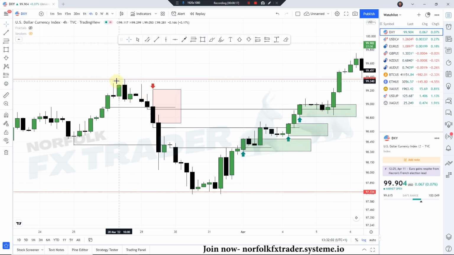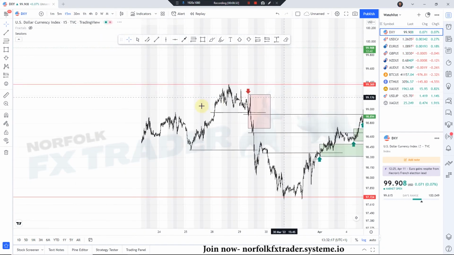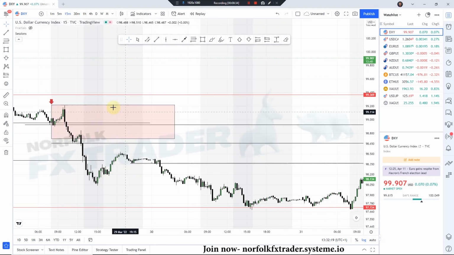And what about taking an entry here? Well, for a 4-hour, I'll be looking for at least a 15-minute or 5-minute entry. Now again, like I said, you can look for just a candlestick pattern, or you can look for a reversal in the market. Let's go to a 15-minute entry. And we're going to start off with this bearish move up in the market.